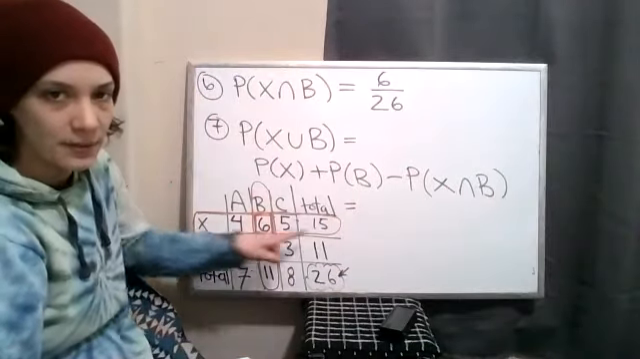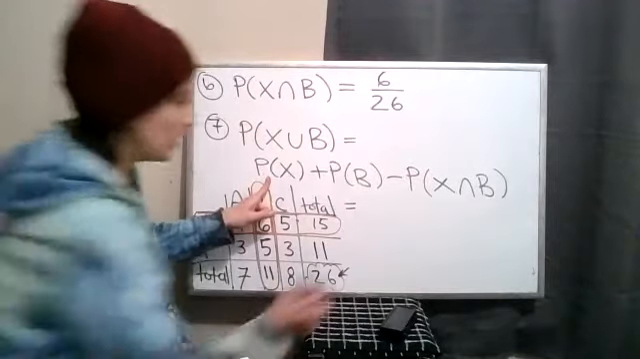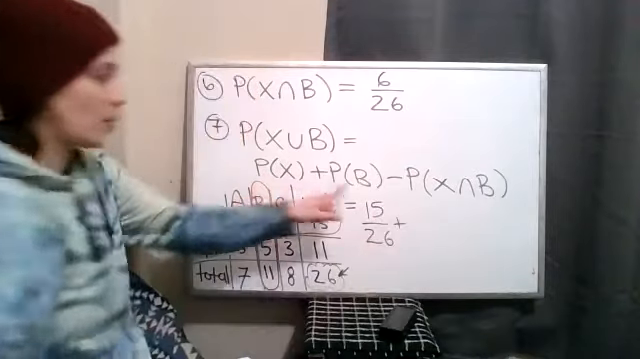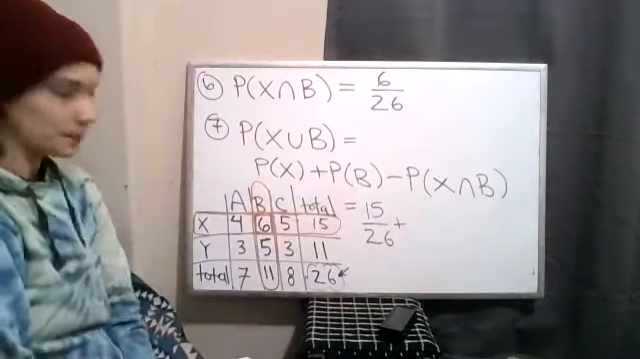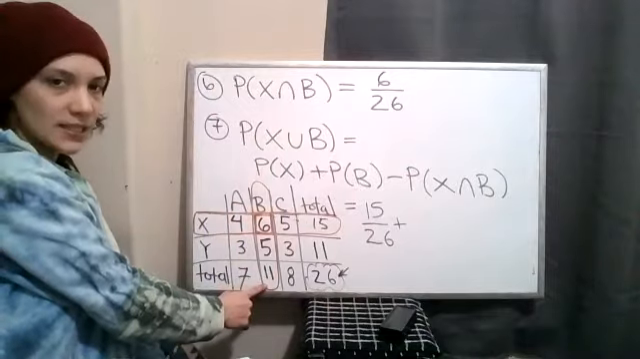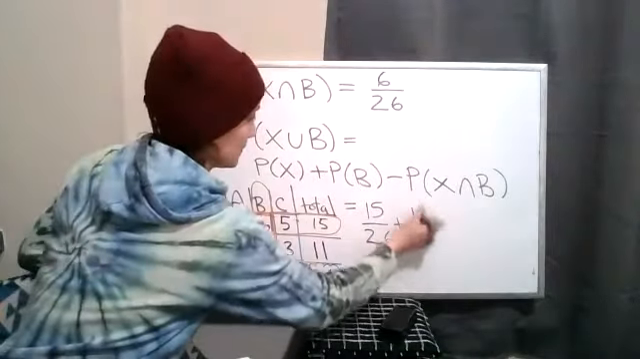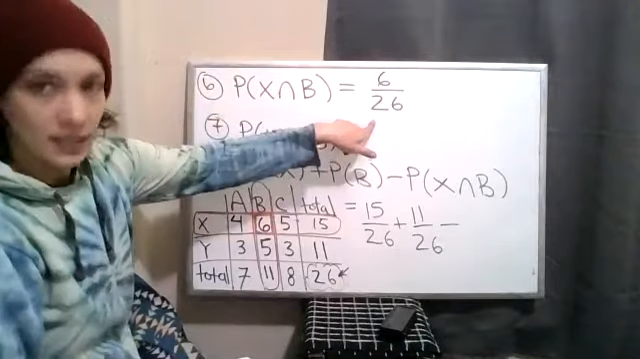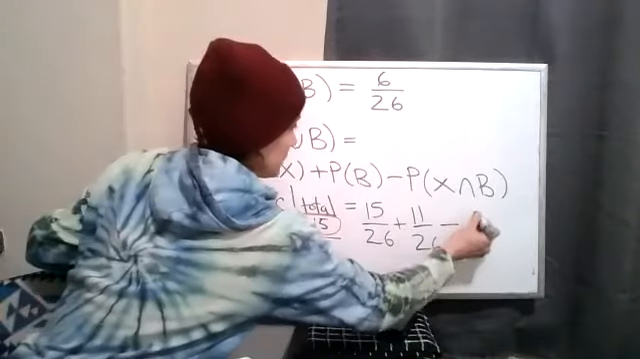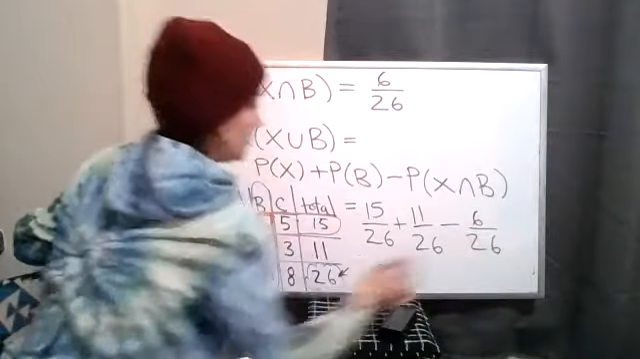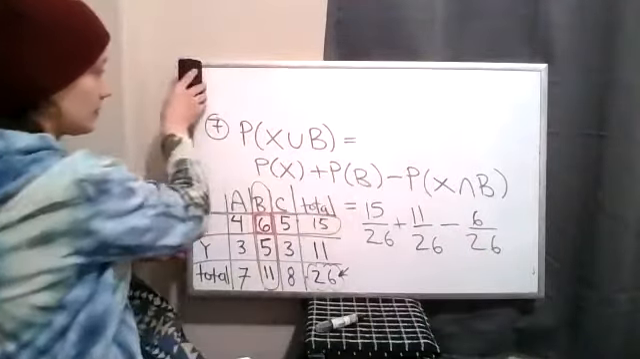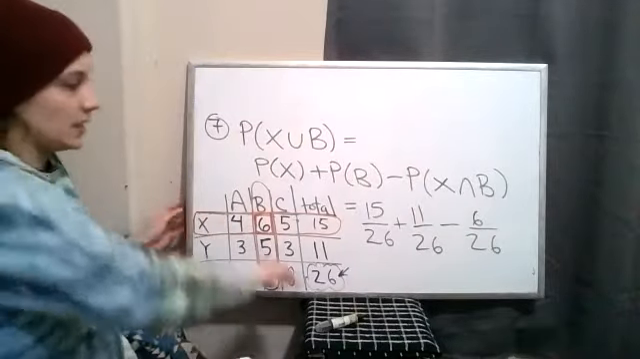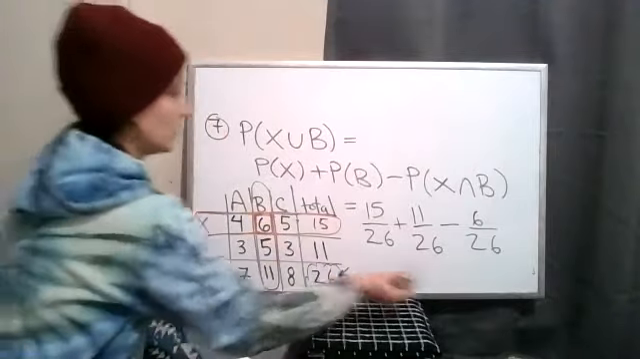Okay, we had 15 over 26 for this part here. Probability for B, 11 out of 26. And then we got this part up here, 6 out of 26. So 15 plus 11, and then subtract 6 out of 26.